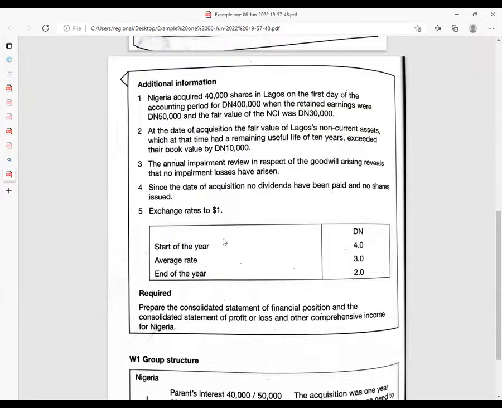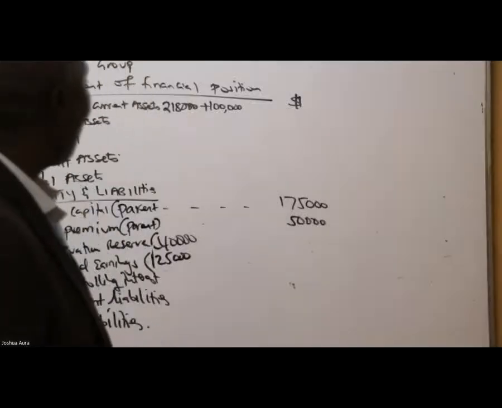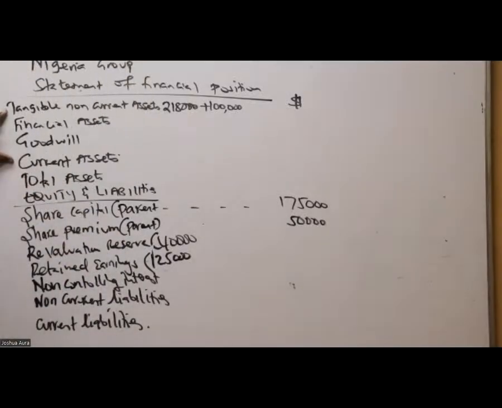From note number 5, should I use the start of the year rate, the average rate, or the end of the year rate? Which rate should I use? Someone talk to me. Closing rate. Always for the balance sheet, assets and liabilities, you shall use what we call the closing rate to translate.